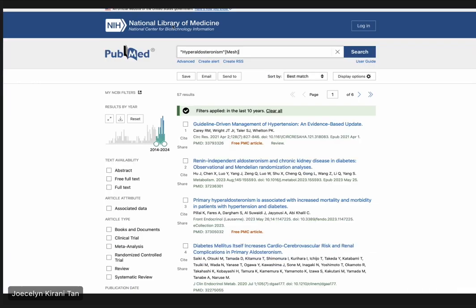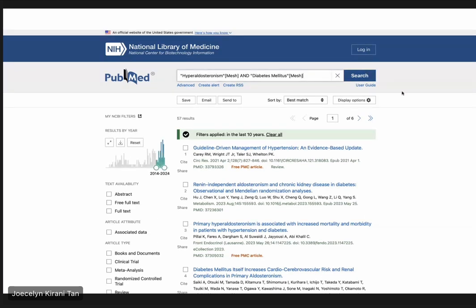I want this and this. So I paste it here, and then I search it. And that's your result. So it's pretty straightforward. So that's how you combine two MeSH terms.